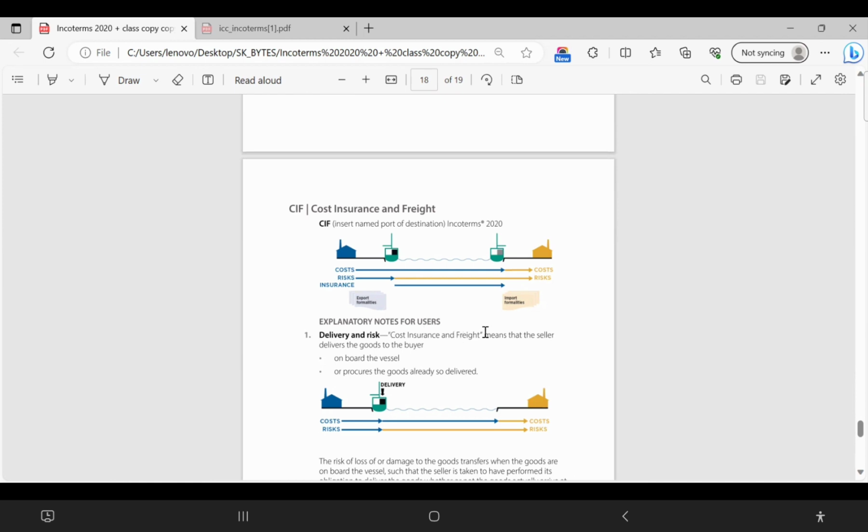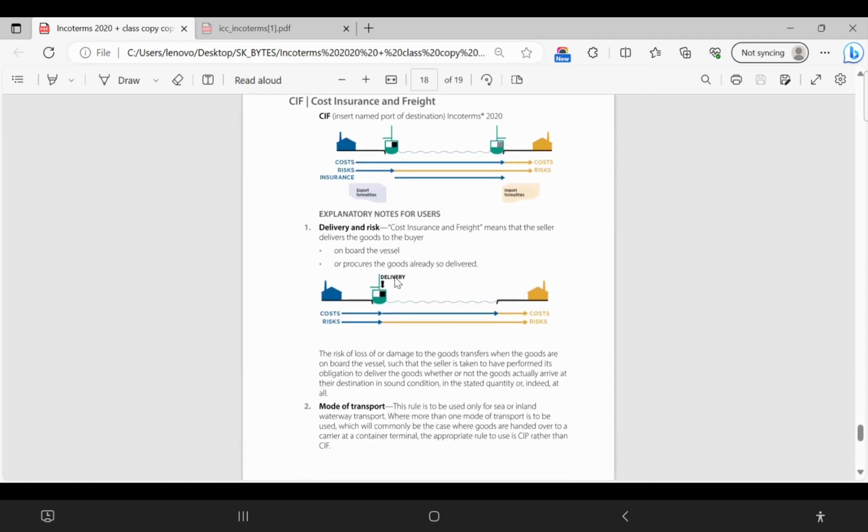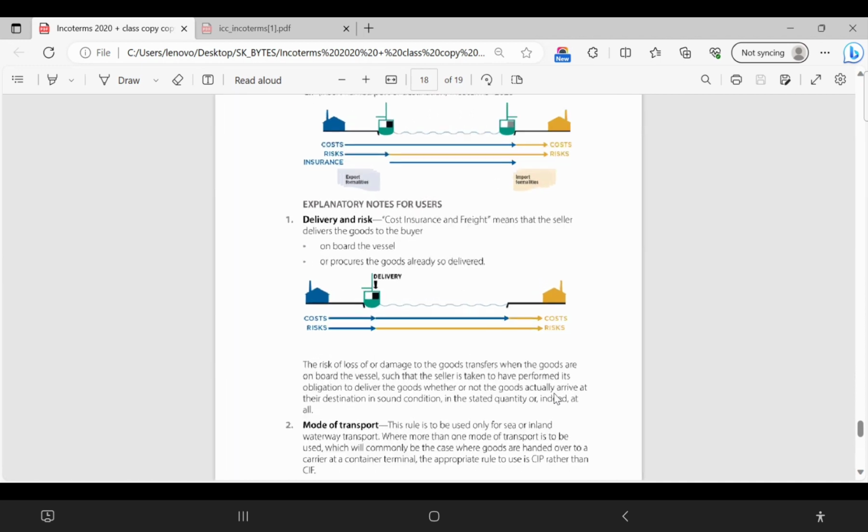So, delivery and risk. Cost, insurance, and freight means the seller delivers the goods to the buyer on board the vessel, similar to FOB and CFR, or procures the goods already so delivered. So delivery happens here. The risk of loss or damage to the goods transfers when the goods are on board the vessel, such that the seller is taken to have performed its obligation to deliver the goods, whether or not the goods actually arrive at the destination in sound condition, in stated quantity, or indeed at all. Because delivery happens when the goods are on board.